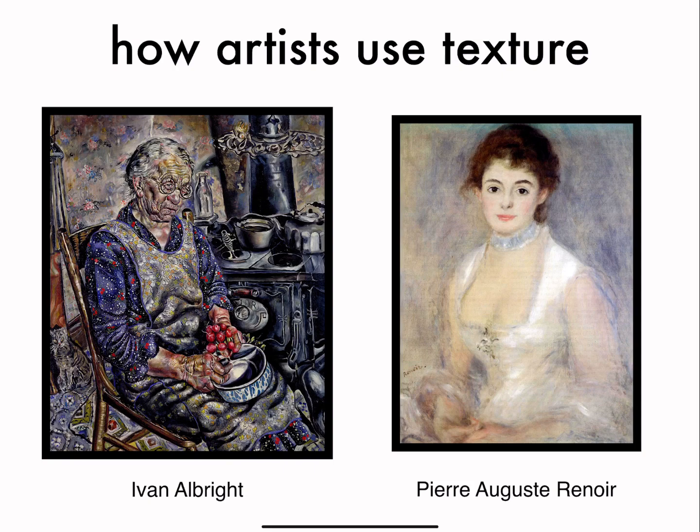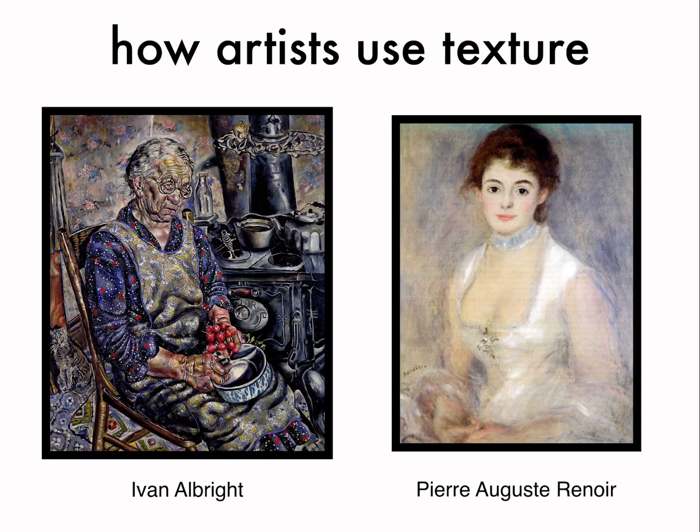So Ivan Albright on the left, you do not want him to paint a self-portrait of you because he is going to look at any flaw you have and exaggerate it. Here we have a farmer's wife who looks like she's preparing a meal, and she has the most discolored skin I've ever seen. So he is making the texture of her skin look very decayed and old and kind of grungy and dirty.